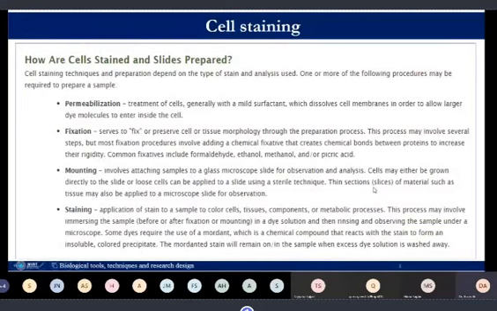So in this process, very thin slices of the material, I mean your sample, such as tissue, may also be applied to a microscope slide for observation.